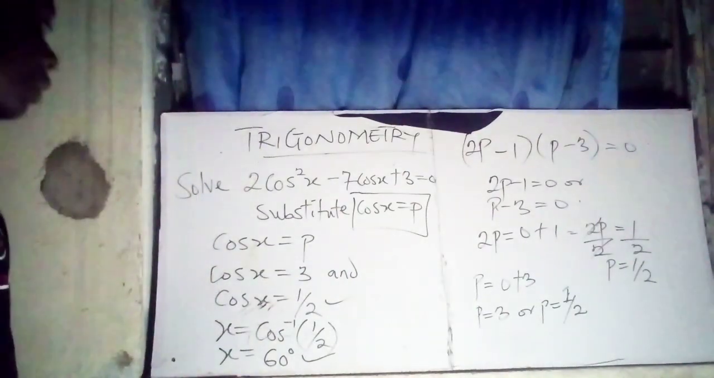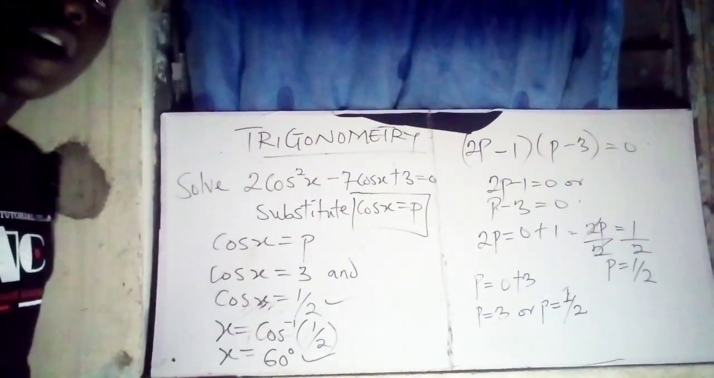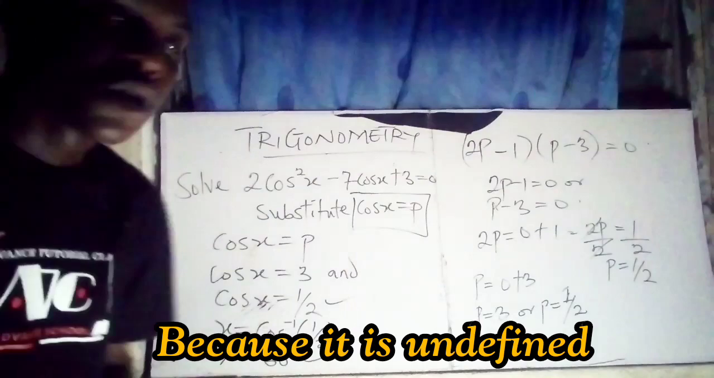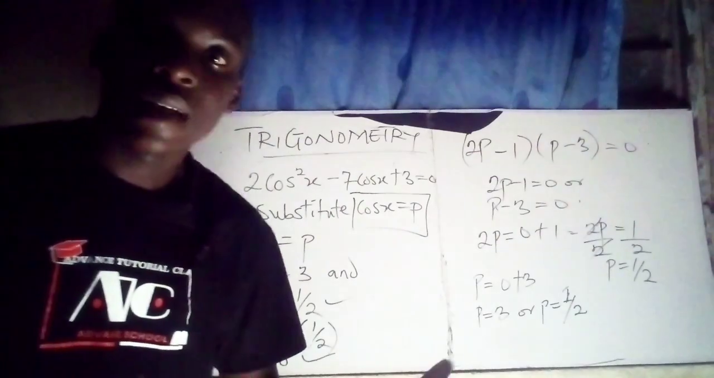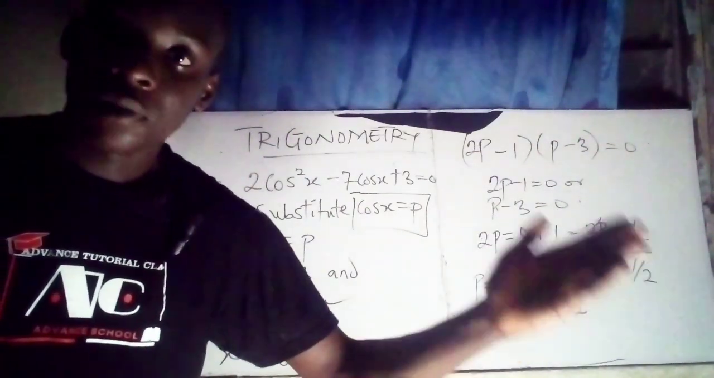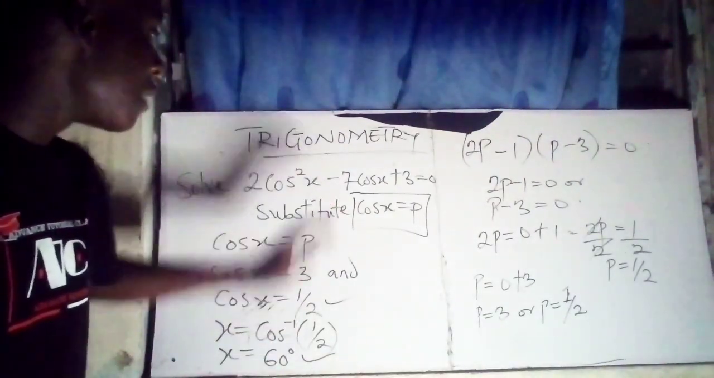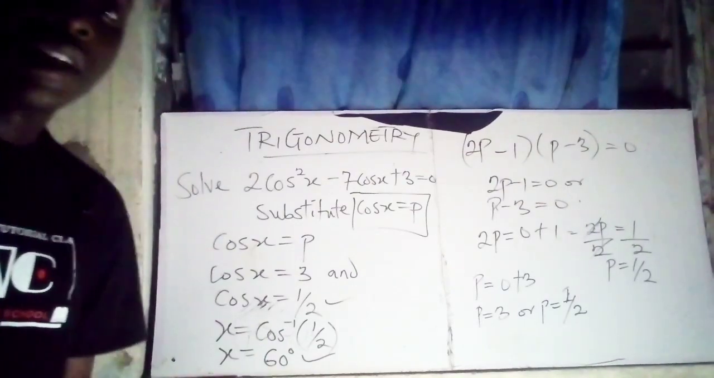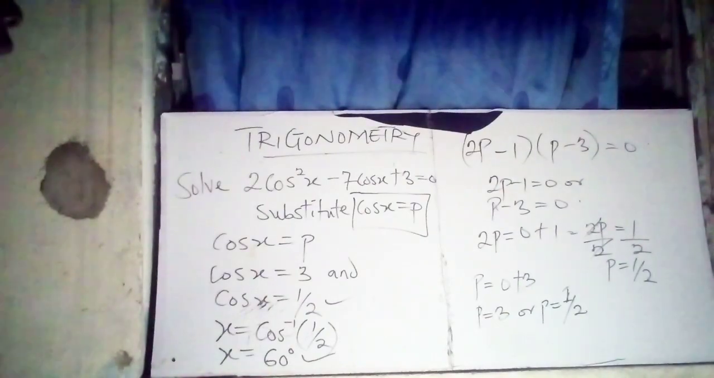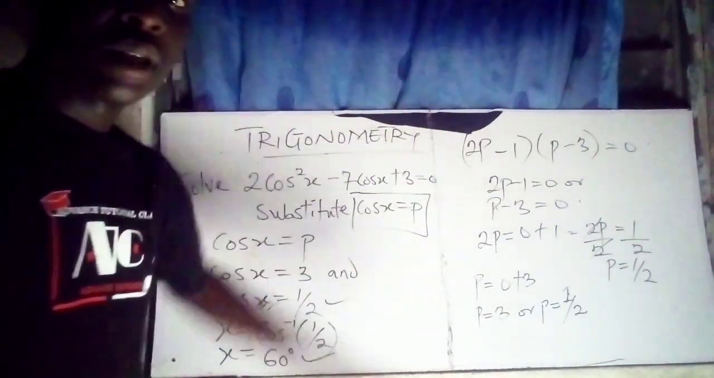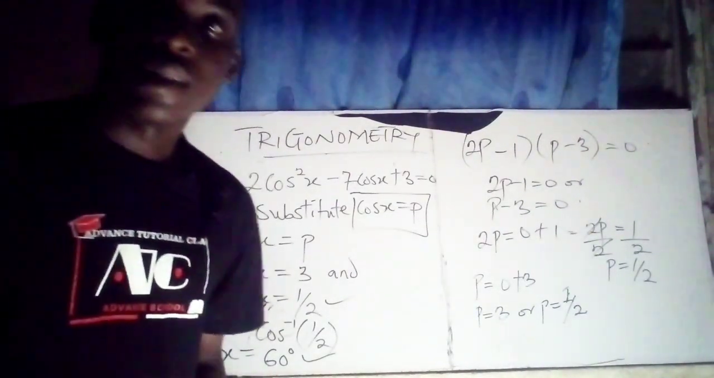Now, if you look at the first one, cos x is equal to 3, you cannot take the cosine inverse of 3. So because this question has an answer with a range of values from 0 to 360 degrees, we can conclude that the value for x in this given problem is 60 degrees. If you put 60 degrees here and you check the problem, you are going to have your answer equal to 0, which proves and concludes that x is equal to 60 degrees.